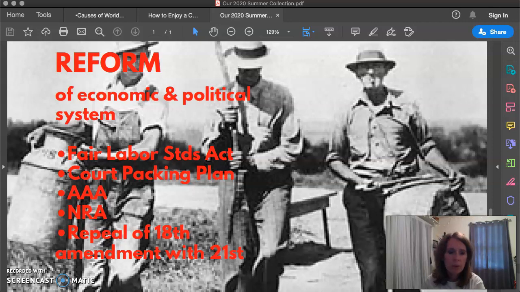But one of the parts of the New Deal that was quite popular among several people was the repeal of the 18th Amendment with the 21st Amendment, which made alcohol legal. And the government made it legal basically so it could tax it and use it for revenue.